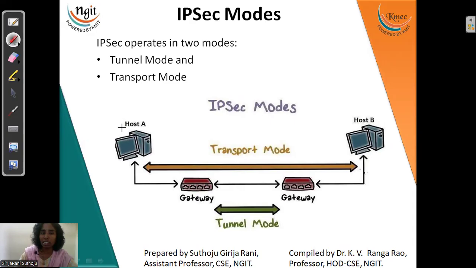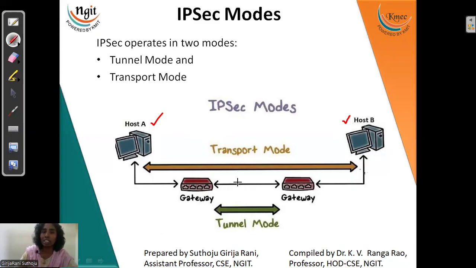As we are seeing in the diagram, transport mode will be directly connecting one host to another host. When we are connecting two hosts with a direct communication, then we say that the mode is IPsec transport mode. When we are connecting a host with a gateway, a gateway to a host, a gateway to a gateway, or a router to a host, these communications which are not host to host are called tunnel mode communications.